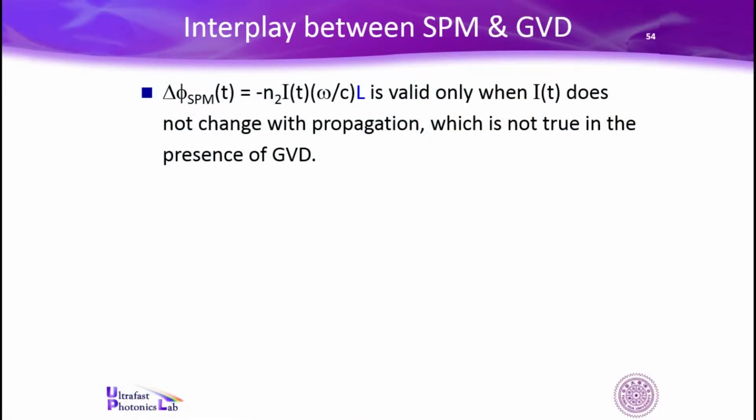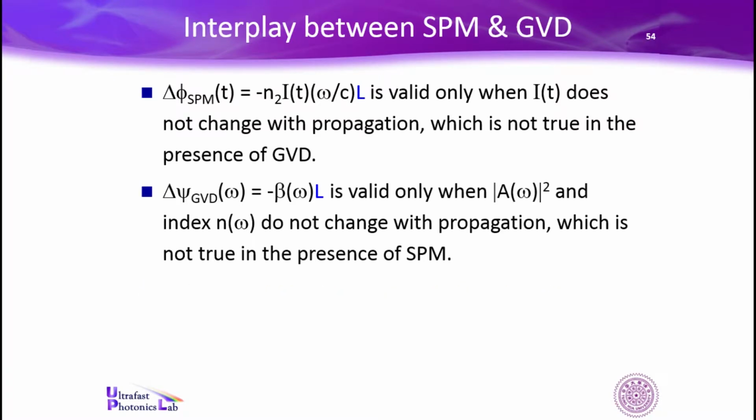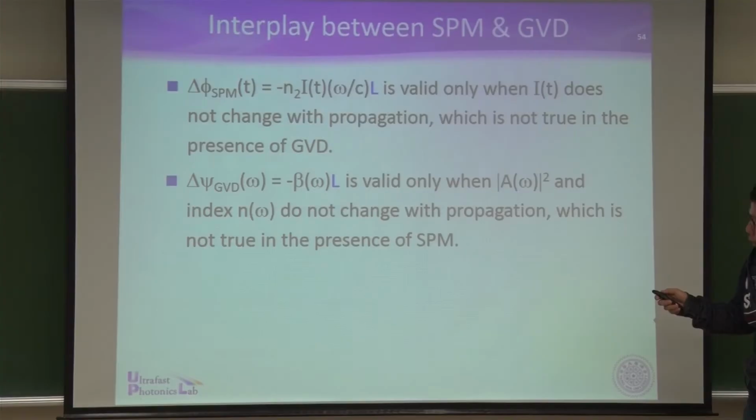So there is a necessity. We have to include both mechanisms instead of one at a time. Sorry, the other case is similar. When we mention that the contribution of GVD is a phase modulation in the frequency domain, minus beta of omega times L, it's assumed that your power spectrum does not change and your index does not change as well. Okay?